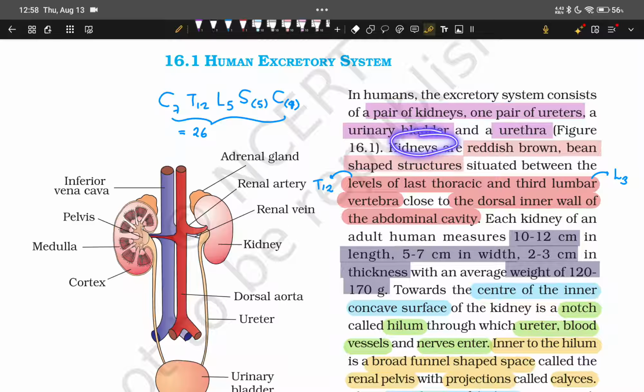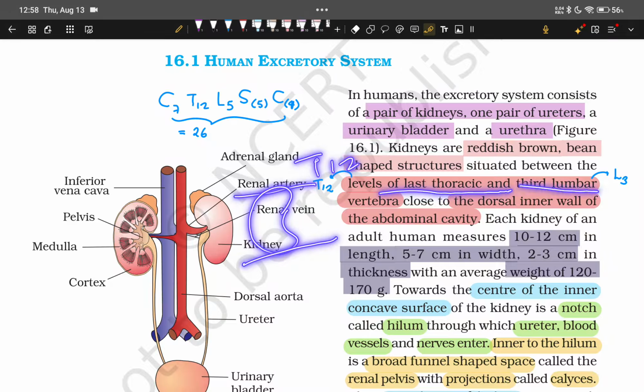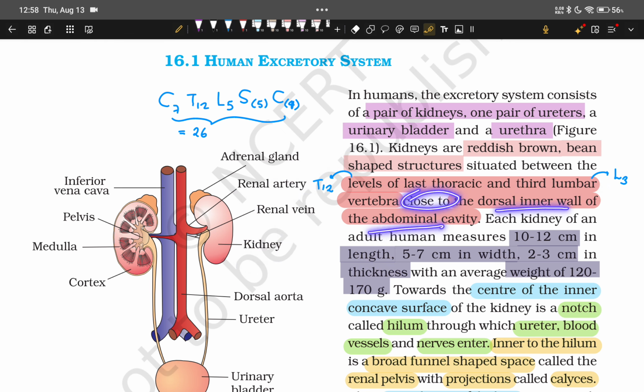Talking about the location of kidney, kidney is located between T12 and L3, which means the 12th, last thoracic vertebra, and the 3rd lumbar vertebra, L3. It is close to the dorsal inner wall of the abdominal cavity. If they trick the question and change this word, like changing it to ventral inner wall or ventral outer wall, then that would be incorrect. Kidney dimension is 10 to 12 cm in length, 5 to 7 cm in width, 2 to 3 cm in thickness, and average weight is from 120 to 170 gram.